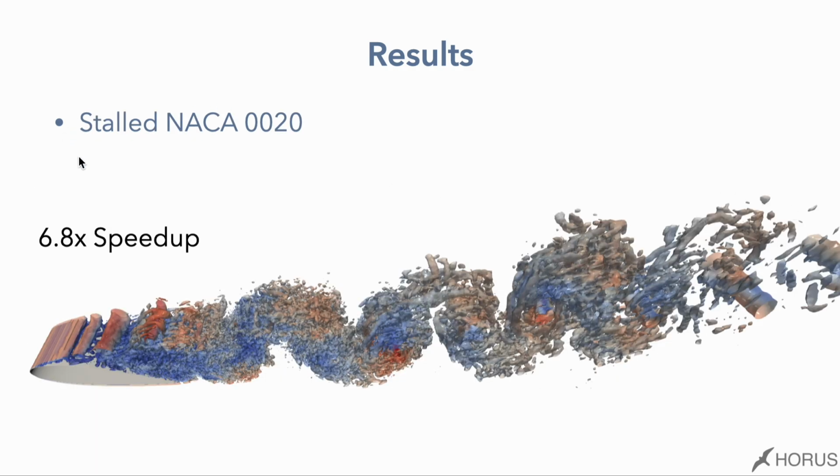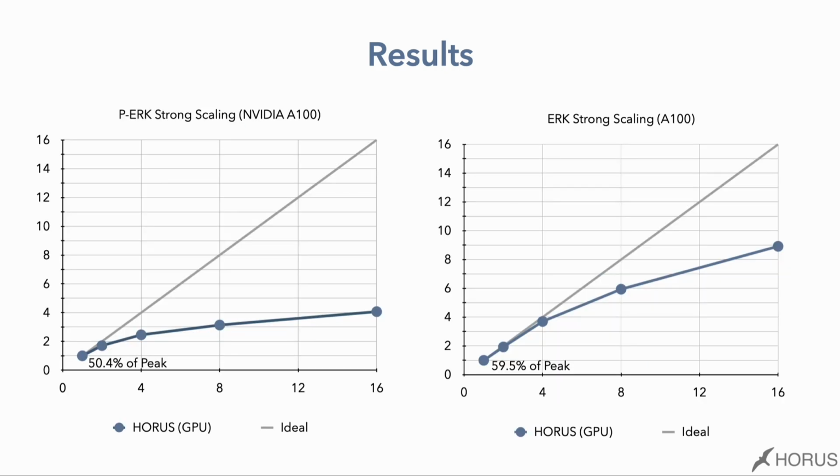Here's an example of flow over a stalled NACA 0012. So this is an LES simulation. And you can see, again, we get speed up factors on the order of 7x by switching to PERK. Now, we can also look at scaling studies. So on the left here is a scaling of PERK schemes on A100 GPUs from NVIDIA.